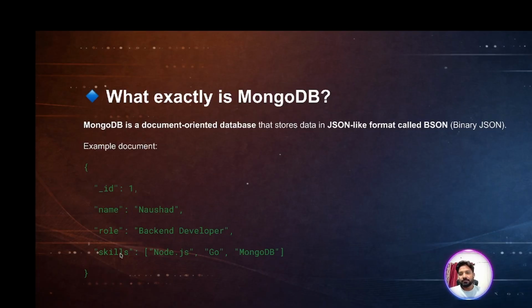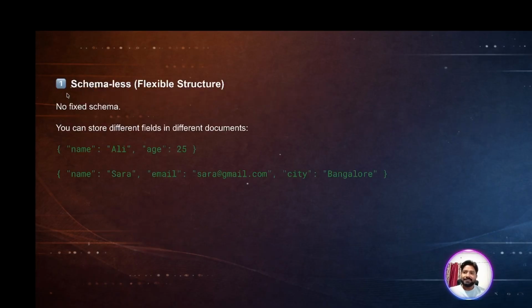So that's why we can add any field. Let's say here ID, name, role, skills. We can have the address. We can have like what is the manager, like that we could add. So that's why it's very flexible. We could have one field, or we could have multiple fields, right? So that's why we say it's schema less. So no fixed schema. We could have a name, age, or we could have a name, email, city, everything.